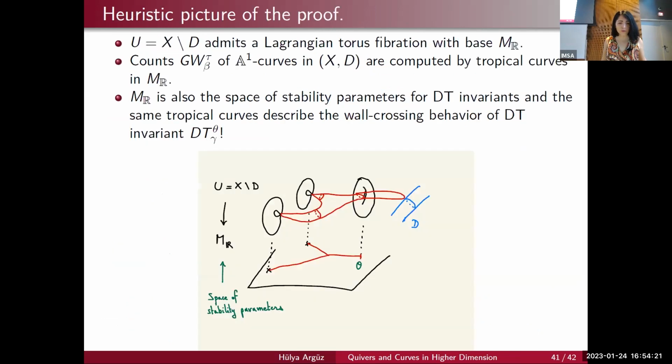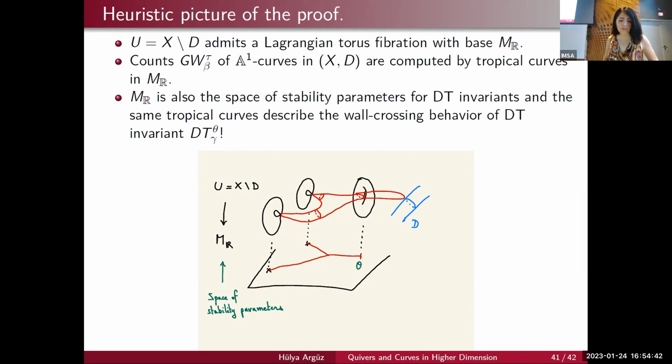I will just share a final slide just to tell you the heuristic picture of the proof. If you consider the interior of your cluster variety, the complement of D in X, then this admits a Lagrangian torus fibration with base M_R.